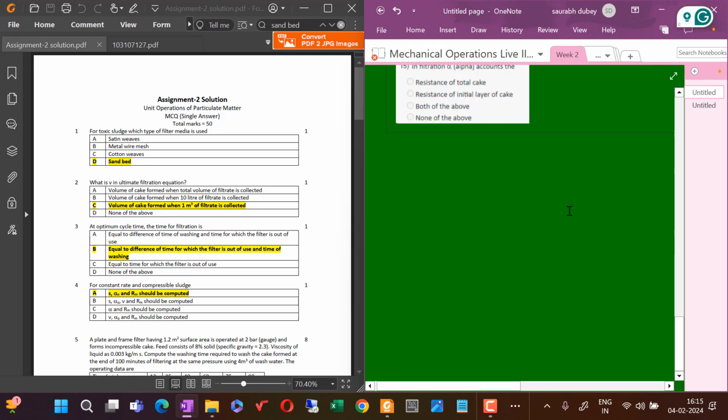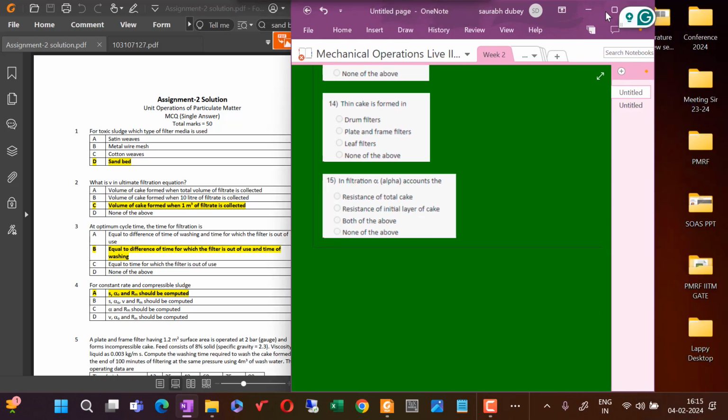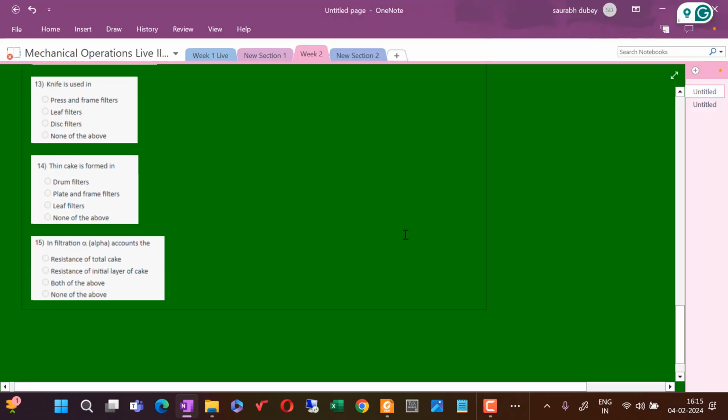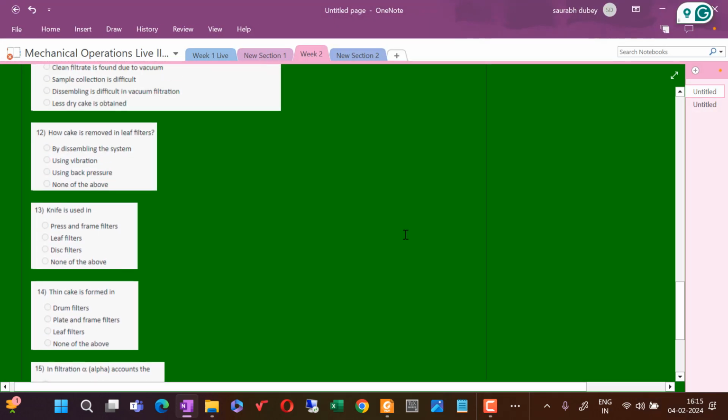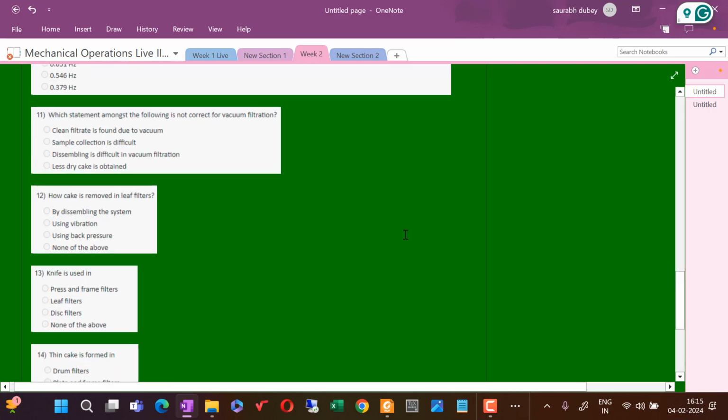Some other theoretical problem that you want to address here is this one, which asks how the cake is removed in a leaf filter. So let's take the 11th question also.